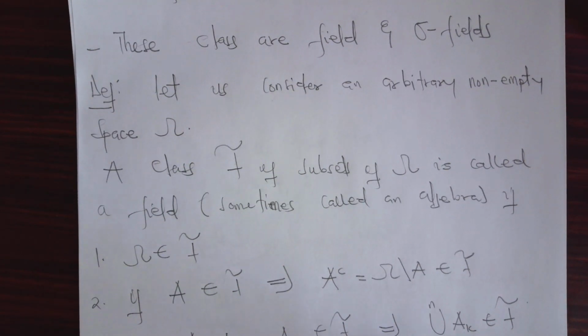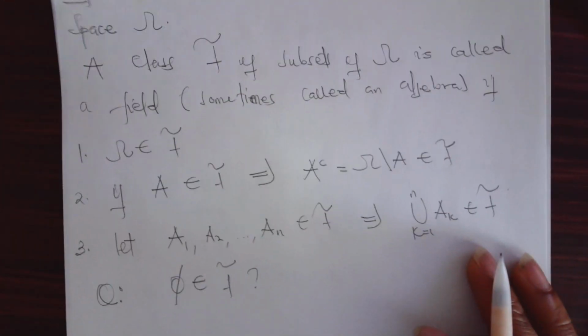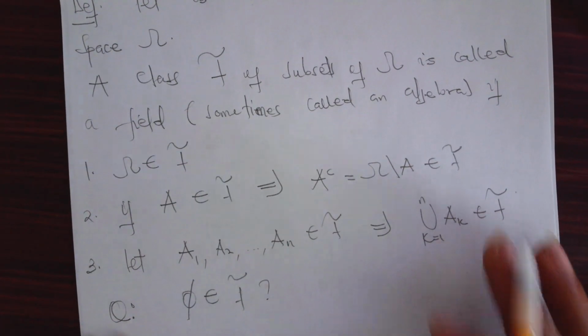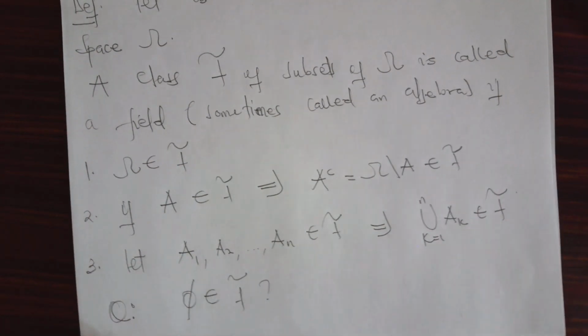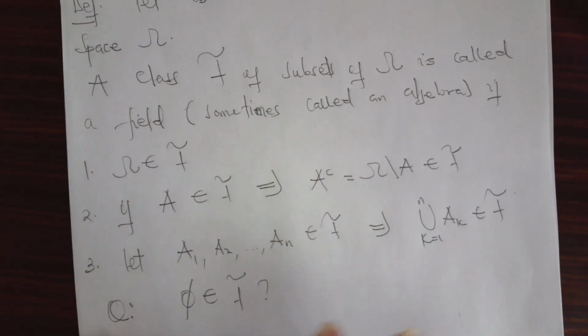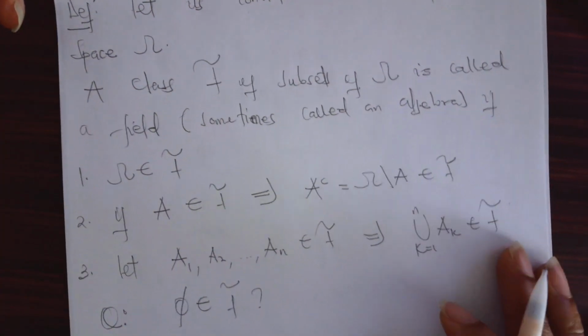A question we want to ask ourselves is, do we have the sample space belonging to F? That's a question we want to find an answer to, and in our next lecture, we will find the answer to this. So these are the conditions which F needs to satisfy to be called a field. Now, what do we mean by a sigma field?